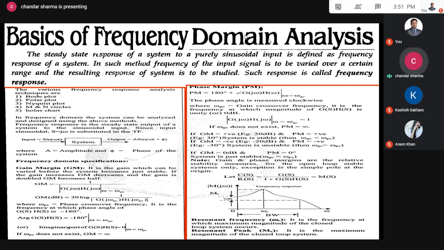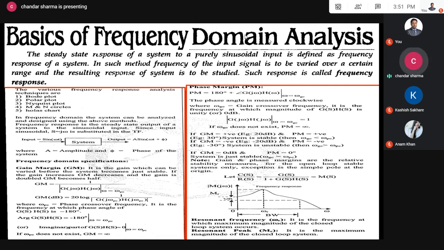Such response is called frequency response. Or we can say that under steady state, the system output as well as the signal at other points in the system are sinusoidal. The steady state output c of t is given by c of t is B sin omega t plus phi.